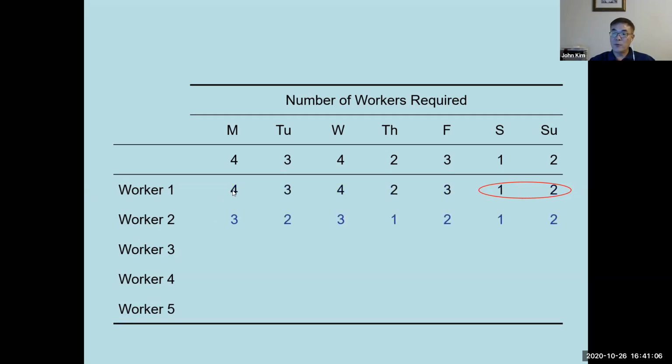4 minus 1 is 3 because worker 1 is assigned, minus 1, 2, minus 1, 3, minus 1, 1, 2. These remain the same because worker 1 is not assigned on those days. And then the same: 3, 2, 5, 2, 3, 5, 3, 1, 4, 1, 2, 3, 2, 1, 3, 1, 2, 3. There are 3 ties. 1, 2, 2, 1, 1, 2.